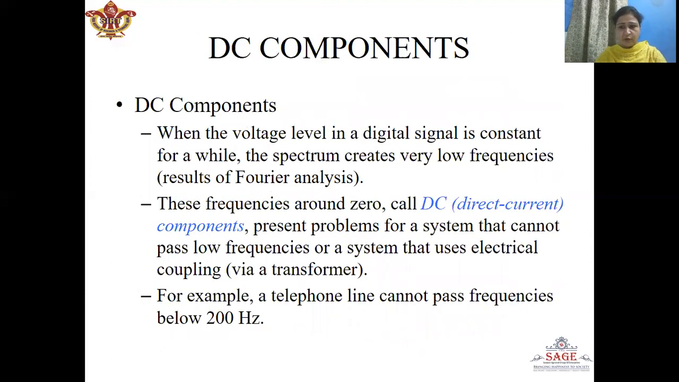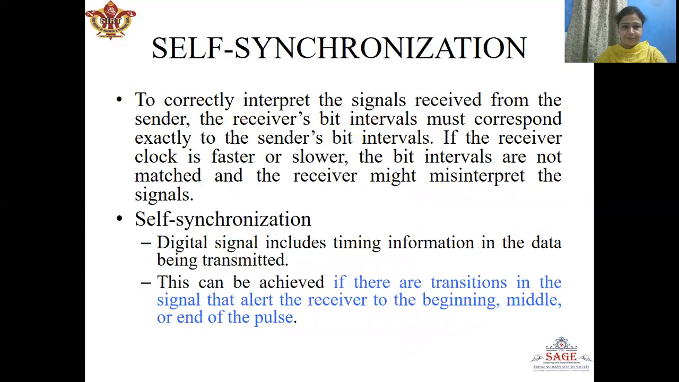Now, baseline wandering is related to the DC component. When the voltage level in the digital signal is constant for a while, the spectrum creates very low frequencies. These frequencies are called DC components, and they create problems for a system that cannot pass low frequencies or a system that uses transformer coupling. For example, a telephone line cannot pass frequencies below 200 Hertz.